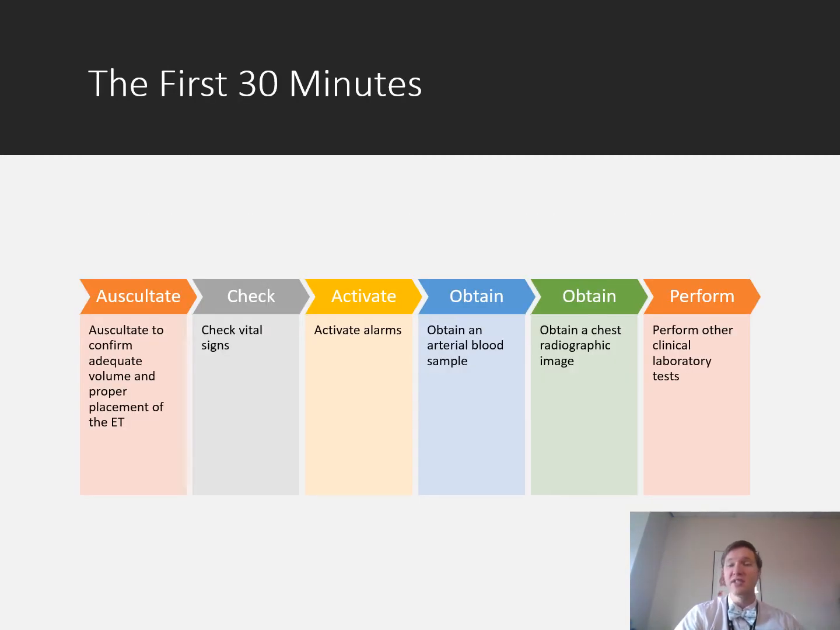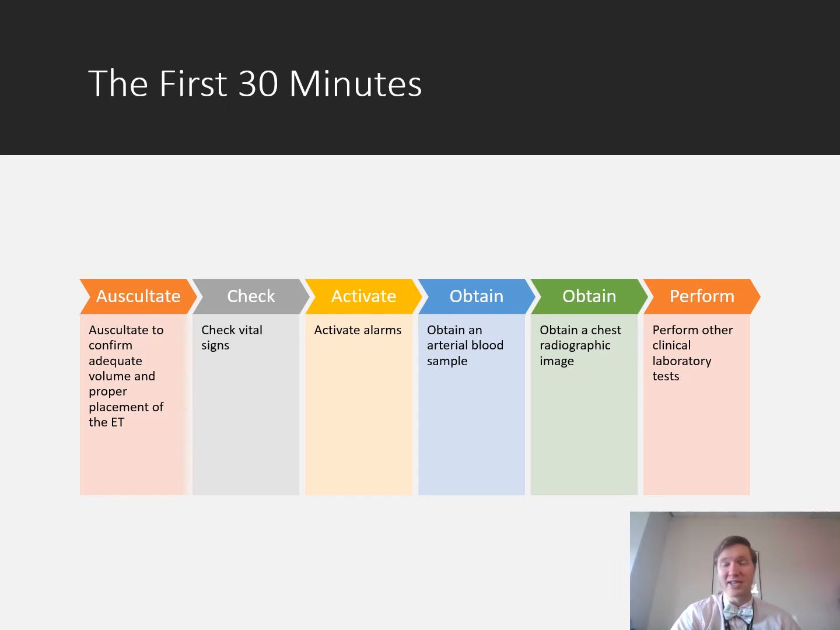All right, the first 30 minutes. So immediately after each patient is connected to the ventilator, you should perform auscultation of the chest. You should listen to their lung sounds to make sure they have adequate delivery and proper placement of the endotracheal tube. So once we intubate, you need to listen to their chest, right?